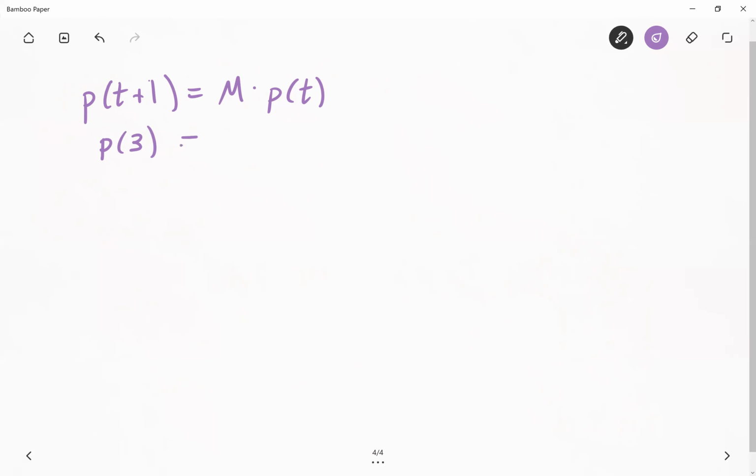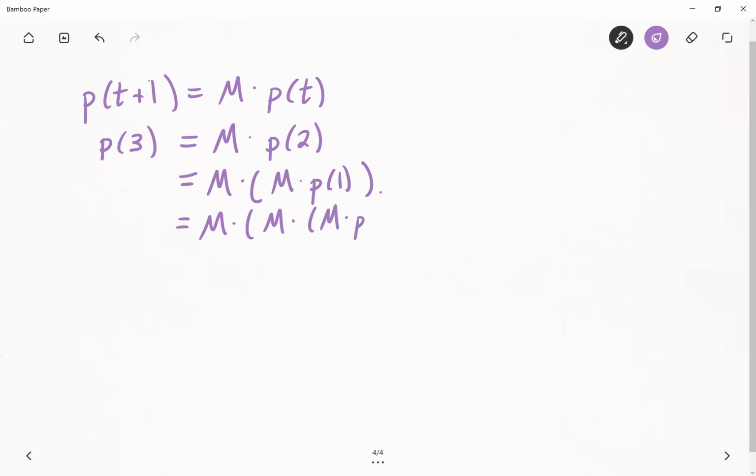So what if we wanted to calculate something like the population in year 3? Well, according to this formula, we could write that as M times the population in year 2. Then you might ask yourself, well, how would you calculate the population in year 2? Well, by applying the same formula again, the population in year 2 is the migration matrix times the population in year 1. And you could keep asking yourself this question, right? How do I calculate the population in year 1? It's the migration matrix times the population in year 0, which is usually our initial condition. But if we rewrite this, we have the matrix M multiplied by itself 3 times.